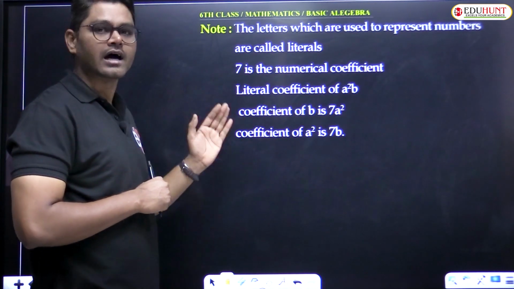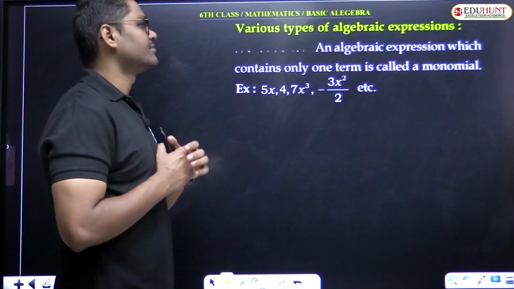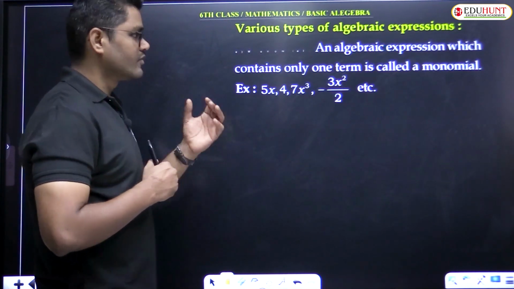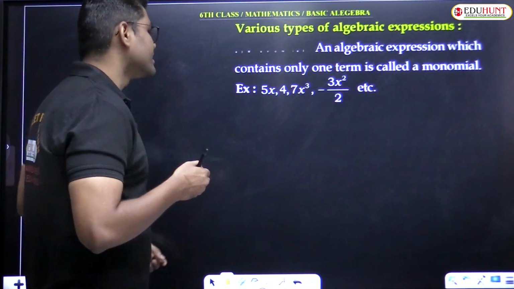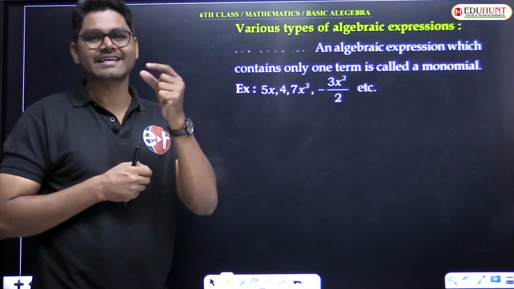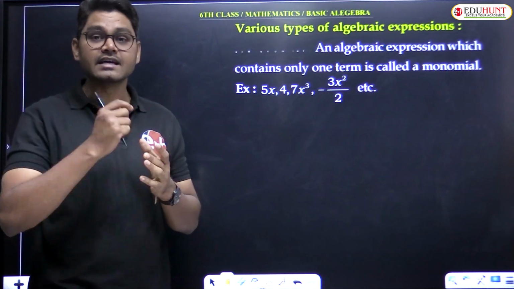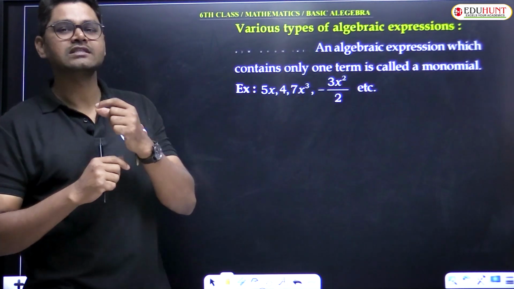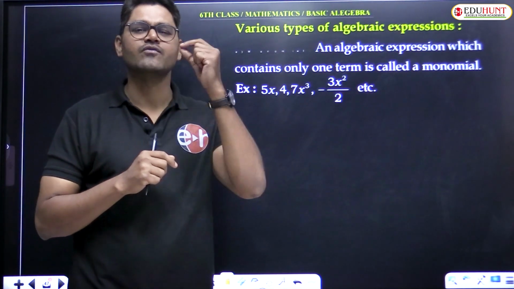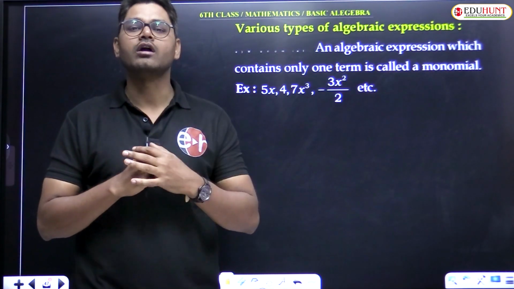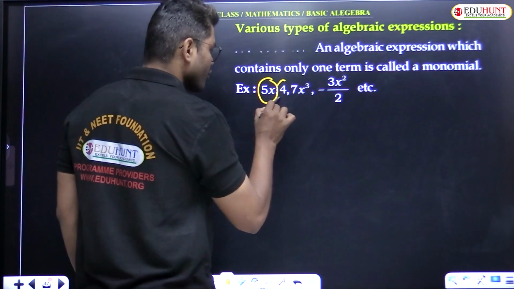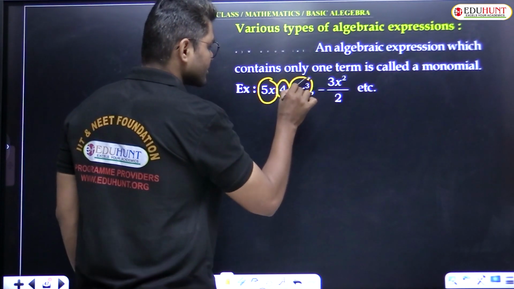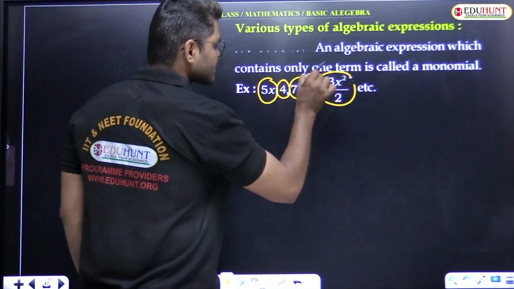as we discussed already. Various types of algebraic expressions. First one is monomial. A monomial means only one term is there in that algebraic expression. That is called a monomial. The algebraic expression which is having only one term is called a monomial. 5x, 4, 7x cube and minus 3x square by 7.